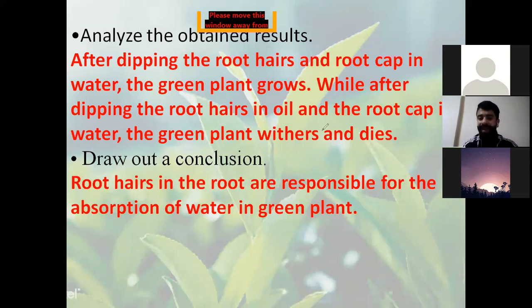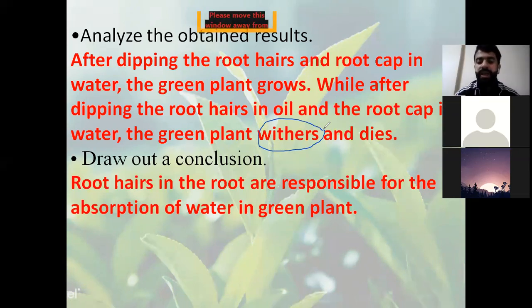What does withers mean? It means the same as wilts, and finally it will die. So draw out a conclusion. Which part of the root? The root hair. First, we said that the roots are responsible for absorption of water. Now we move deeper. We said that the root hairs are responsible for absorption of water in green plants. And this is the conclusion here.